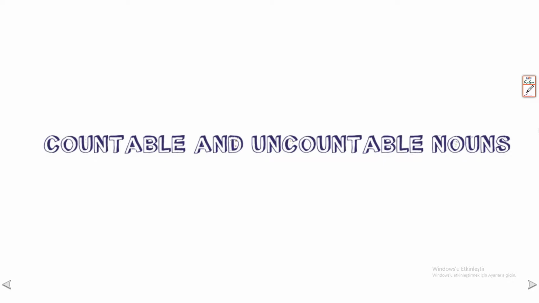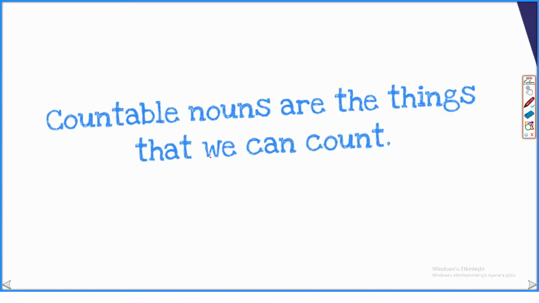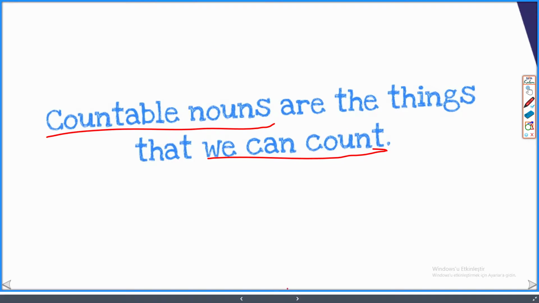Our topic begins with countable nouns, which are the things that we can count. As you see, we can count these nouns, and that's why they are called countable nouns. For example, we can count these with our hands: car, 1 2 3 4. I got 5 cars, I got 5 dogs.